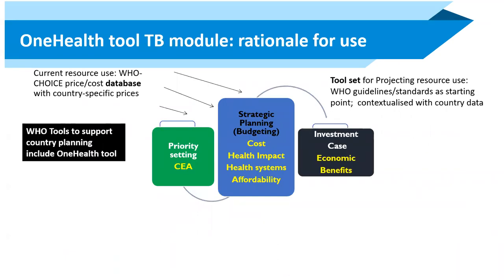The OneHealth tool fits squarely within the strategic planning cycle, where one might begin with priority setting using cost effectiveness analysis, then proceed to the strategic planning and budgeting step, and also think about investment cases which demonstrate the economic benefits of investing in different programs. The OneHealth tool will fit within that middle bucket of strategic planning where we look at the cost, the health impact, health systems, and affordability.